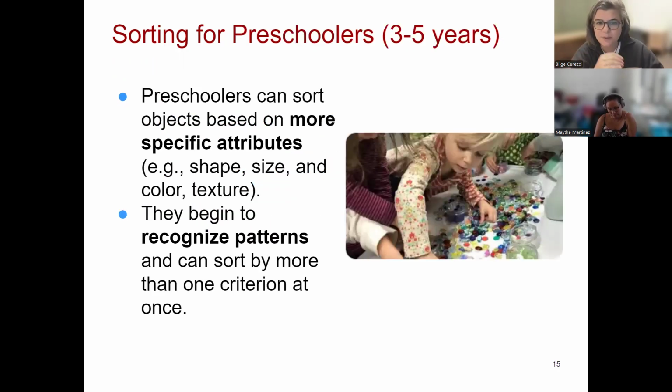When it comes to preschoolers, focusing on more attributes will be more developmentally appropriate, not just shape or size, but also color, texture, and maybe some geometric language will be appropriate too. So as they have more experiences using sorting, using different attributes, they begin to recognize patterns and then focus on resorting the same collection by looking at different attributes, and things like that.